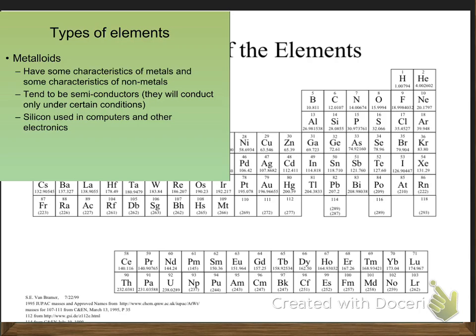So the semiconductors that make possible our phones, our iPads, our computers, silicon chips, that's a semiconductor. And it is a metalloid. It behaves differently. It is a semiconductor because it only conducts under certain conditions, which is useful if you want something that can kind of blink off, on, to store data.